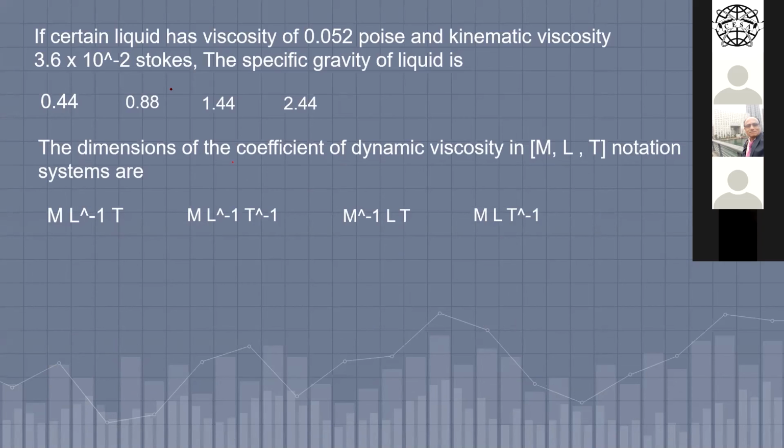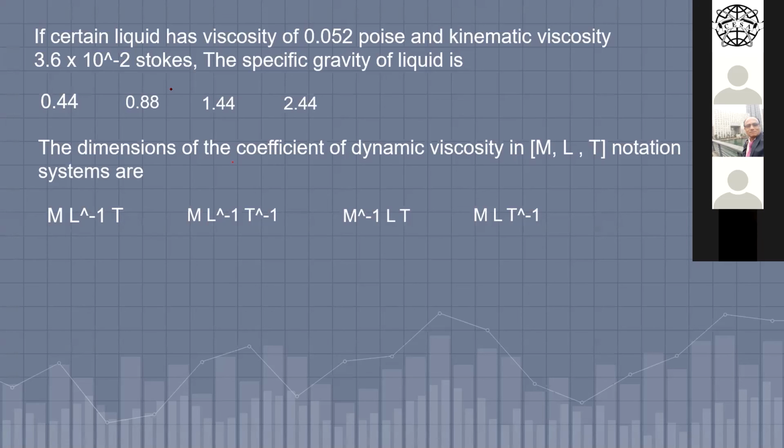So the dimensions of dynamic viscosity, because it is Newton second per meter square. Newton is force, mass into acceleration. Like this, you have to try to convert. You should use Newton's equation of viscosity. From there, or you can also use nu is equal to mu by rho, because nu is L square by T, and mass density you know. So directly you will get M L minus 1 T minus 1 as the answer.